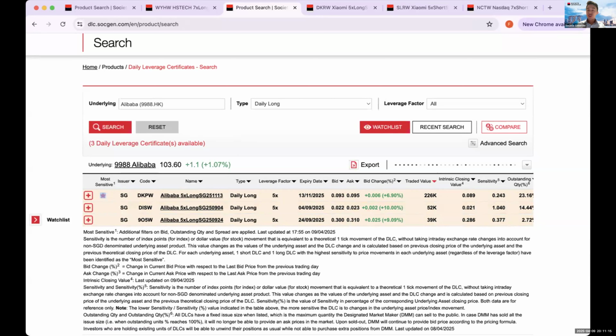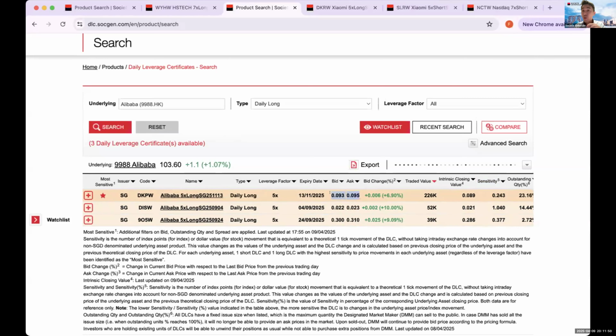All 3 of the 5 times long Alibaba DLCs will give you that same 5 times performance of the underlying stock's daily percentage performance, but they are all at different price ranges, and that affects the sensitivity. One is at the 30 cents price range, one is at the 9 cents price range, and one is at the 2 cents price range. So when it's a different price range, you have different sensitivity in the column over here. Generally, the lower the sensitivity number, the more sensitive the DLC is to the underlying stock movement.